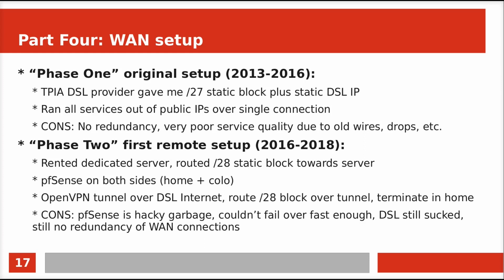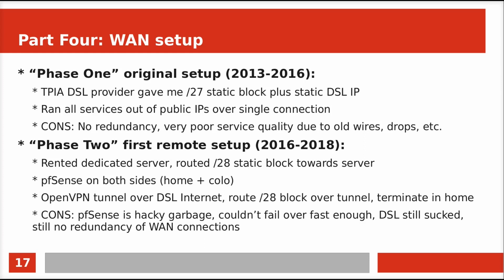And then I set up pfSense on both sides. On my home side, I had a redundant pair of pfSense VMs because I always do redundancy. And then in the colo, I just had this one server sitting out there, also running pfSense. Between the home and the colo, I set up an OpenVPN tunnel that routed over my DSL internet. And then on the colo side, I routed that /28 block over the tunnel and terminated it in the home side.